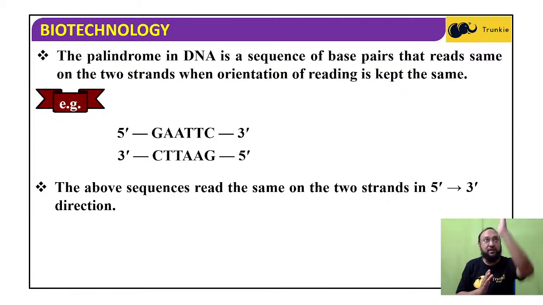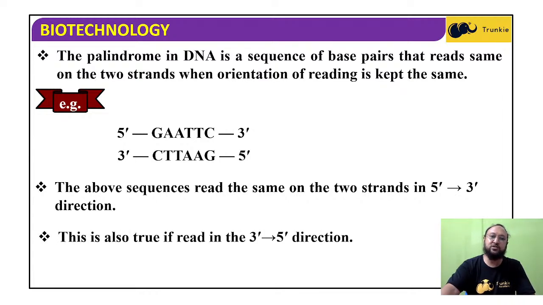So one strand runs from 5' to 3' and the other from 3' to 5'. This sequence will be GAATTC from 5' to 3', and on the complementary strand of the DNA it will also be GAATTC from 5' to 3', because they are running antiparallel. Antiparallel means parallel in position but running in opposite directions. So the above sequence reads the same on both strands from 5' to 3', and that is what we call a palindromic sequence in DNA.